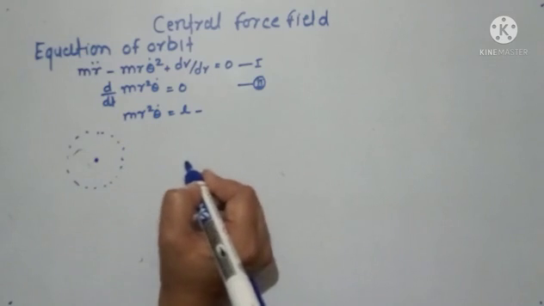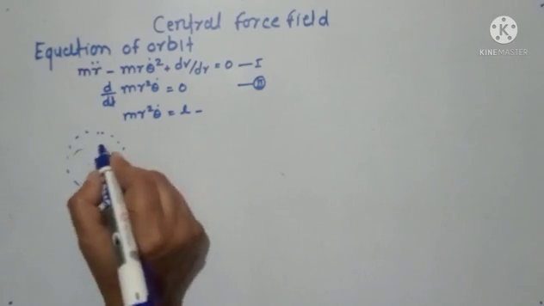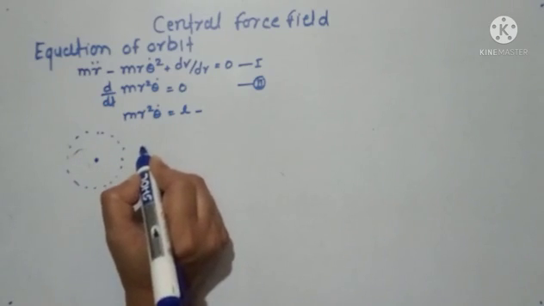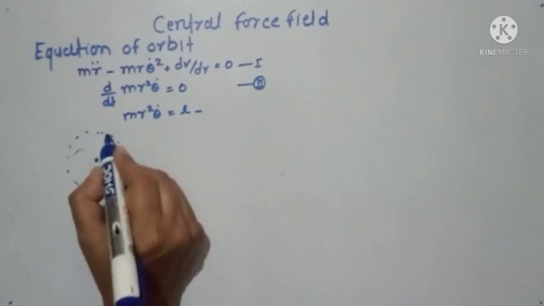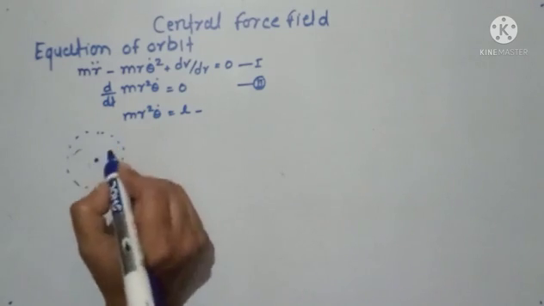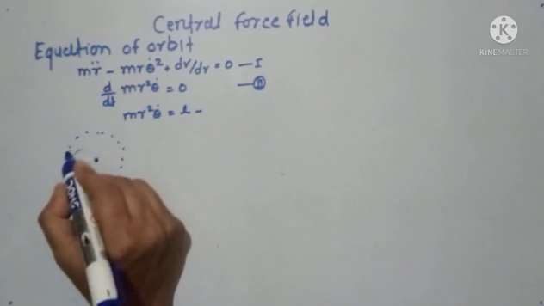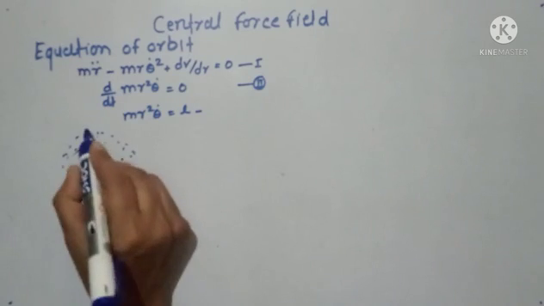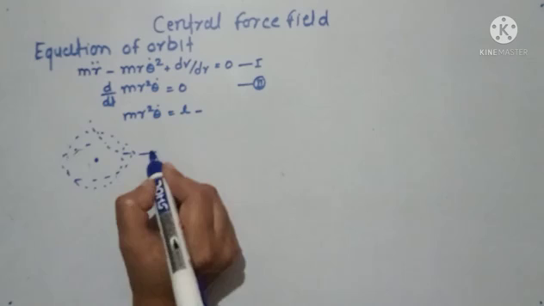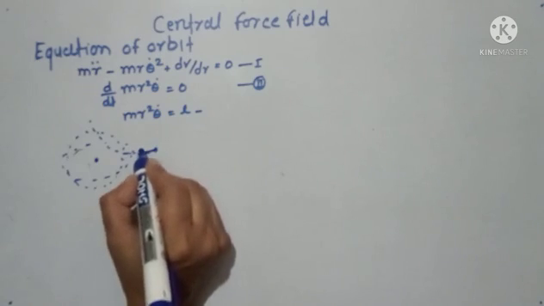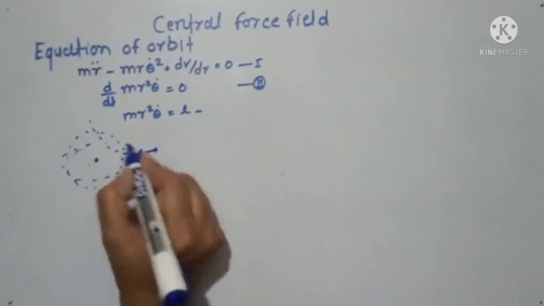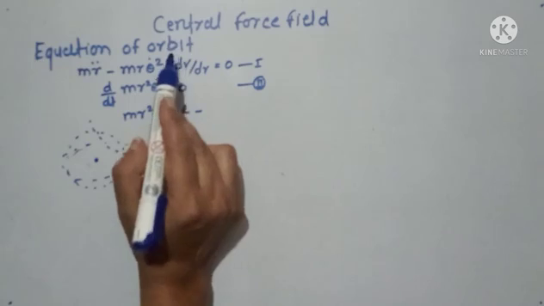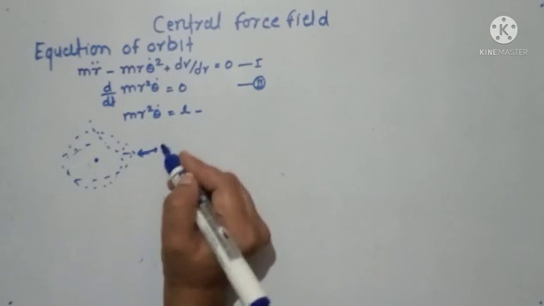Now suppose another particle comes into this central force field and follows some orbital motion. It may follow a circular path, an elliptical path, a hyperbolic path or a parabolic path. Whatever particle is coming into this, it will follow an orbital path. Therefore we want to derive the equation of the orbit in a central force field.